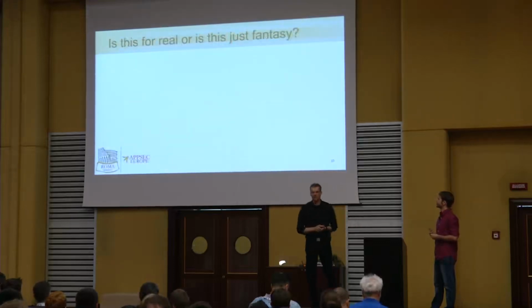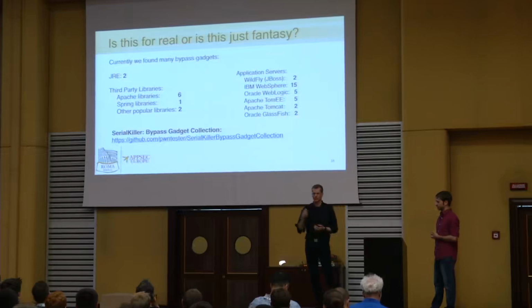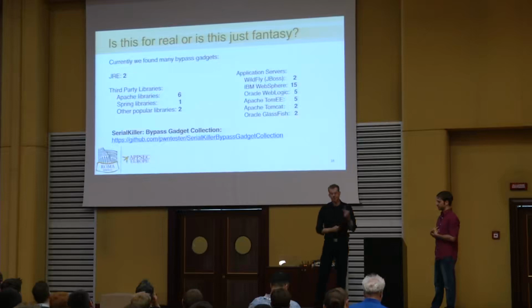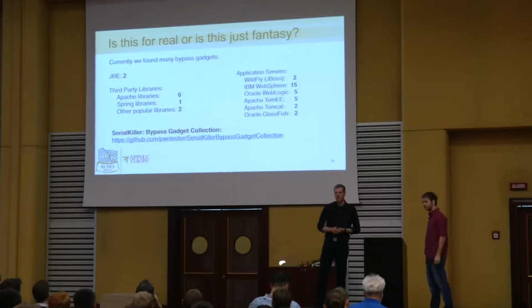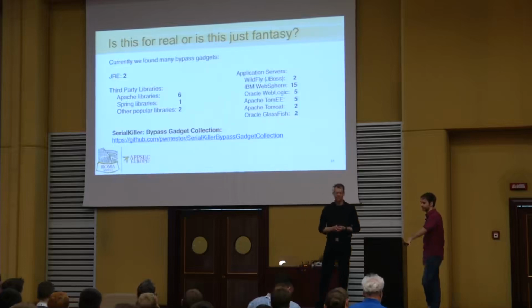And we did some research on that and let the numbers speak for themselves. Indeed, that's real. We found surprisingly many gadgets that can be used in this scenario as a blacklist bypassing gadget, even two within the JRE itself, many within libraries that are commonly used, and especially the class paths of major application servers contained lots of them, just due to having many jar files there.